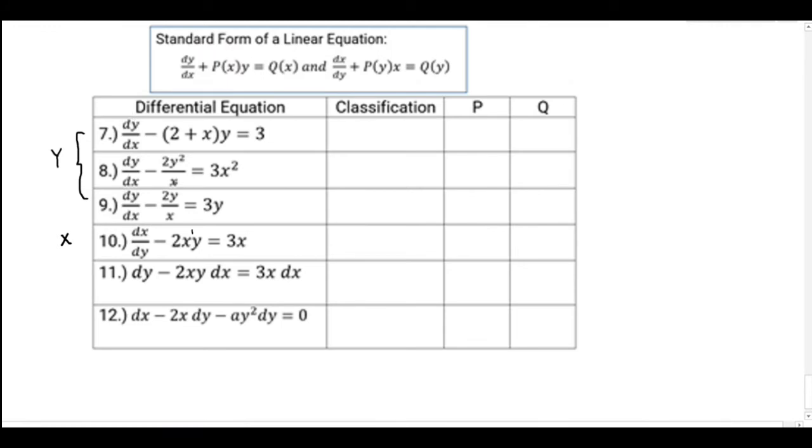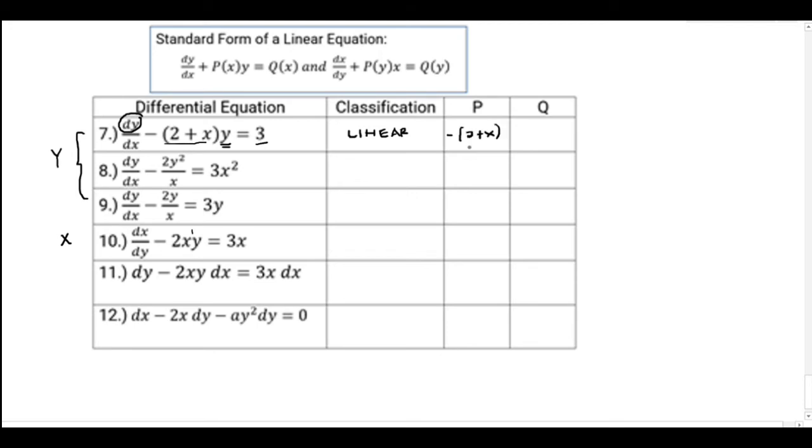In particular, for number 7, we have here dy, and we have also here y raised to the first power, and the rest are functions of x. Therefore, this is linear. And the value for p here, or the coefficient of y, is negative 2 plus x.